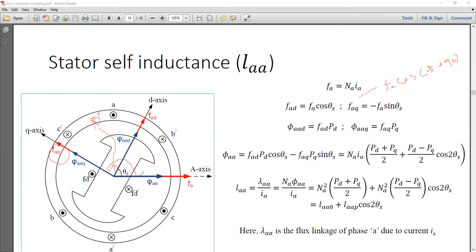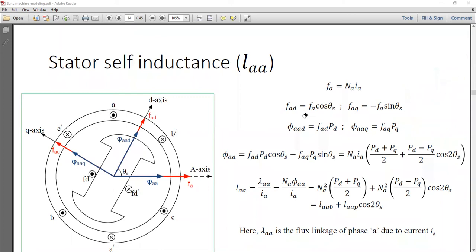So what would be FAQ? FAQ would be the cosine component of FA, calculated at this angle, that is theta s plus 90. Cosine of theta s plus 90 is how much? Minus sine theta s. So this is what we have written here. Any question? You have to keep track of the angles very carefully. No question? Okay, let's move forward.